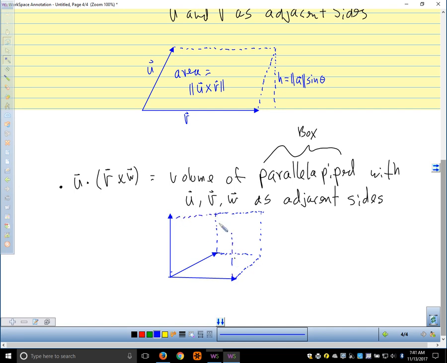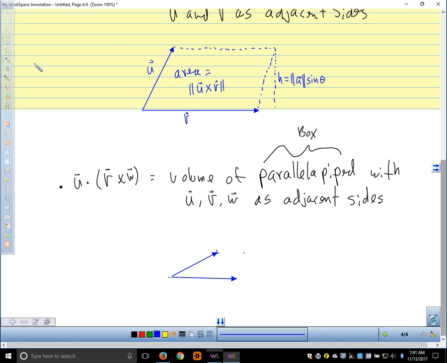Can it be parallelograms on all the sides? Yes. So it could be a squashed box. A rectangular prism is a subset of a parallelepiped, but the parallelepiped is not a subset of it.